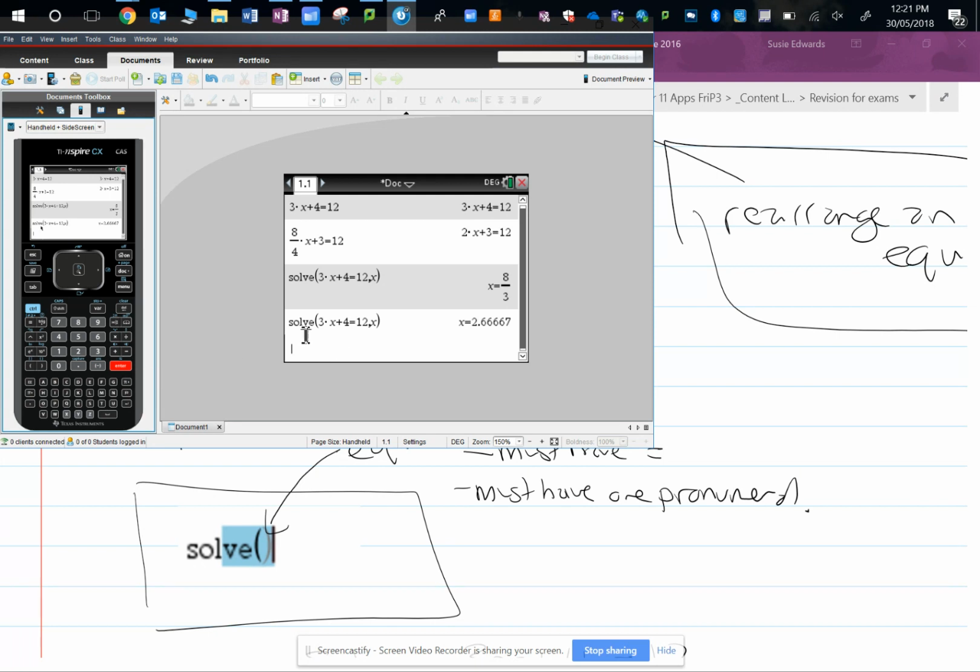But let's go back to the solve. So solve will tell us, we put in solve bracket, put in our equation, comma x. We're saying solve this equation, find me the value of x, and it gives you an answer. Does that make sense to everybody? There's quite a few people who do not know how to use this yet, so I need you to make sure everybody knows. It makes everything easier.